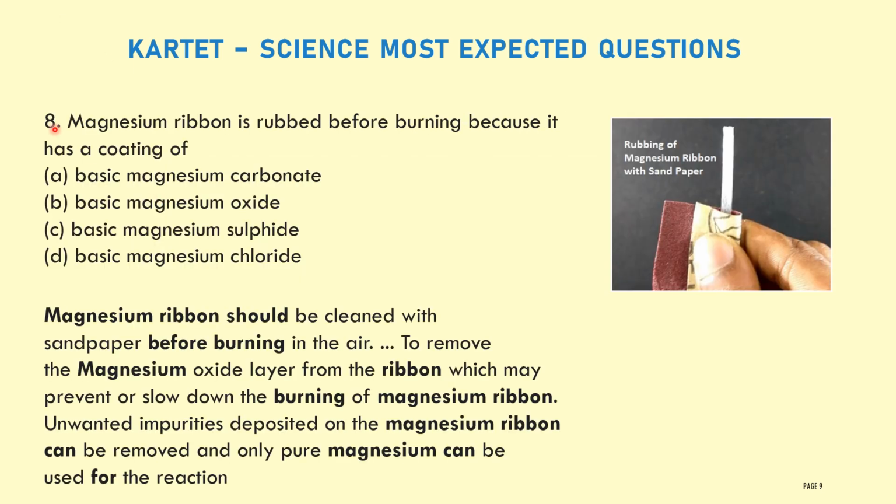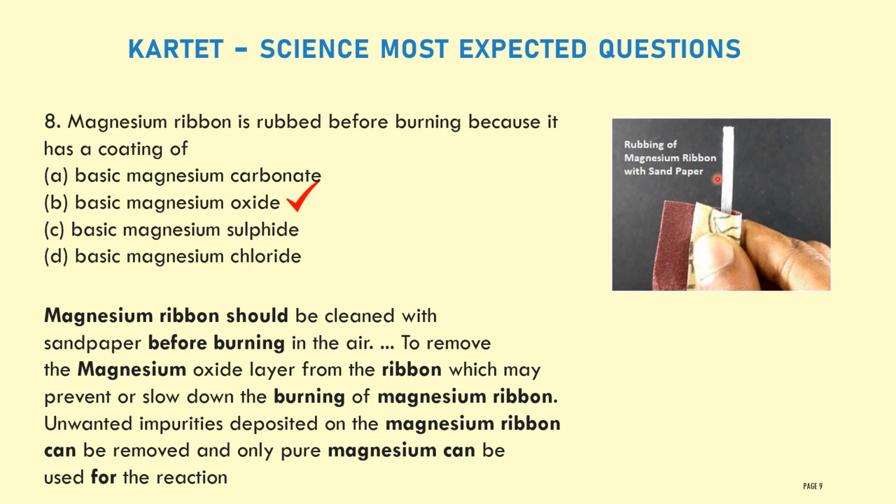Question number 8. Magnesium ribbon is rubbed before burning because it has a coating of: option A, basic magnesium carbonate; option B, basic magnesium oxide; option C, basic magnesium sulfate; option D, basic magnesium chloride. The correct answer is basic magnesium oxide. Magnesium ribbon is coated with magnesium oxide and some other impurities. Then before doing the experiment, we have to clean it using sandpaper.